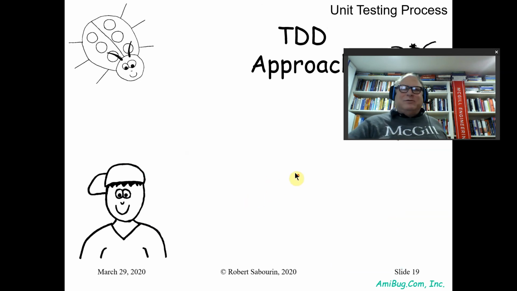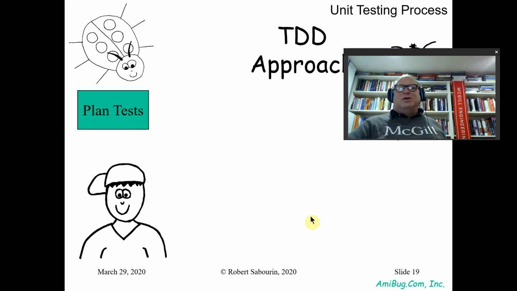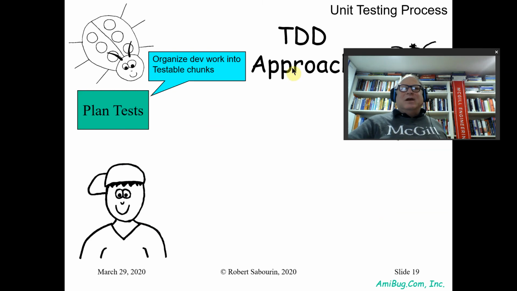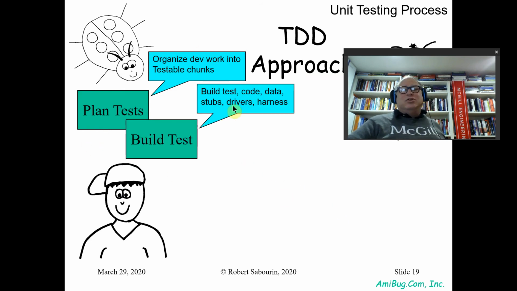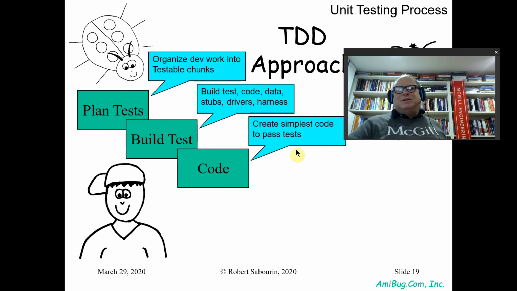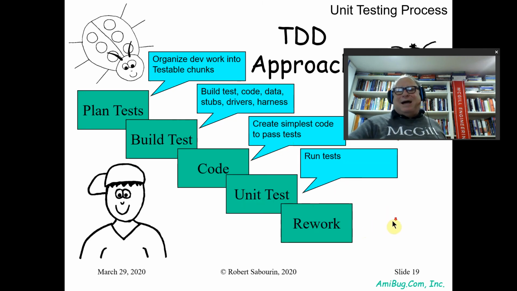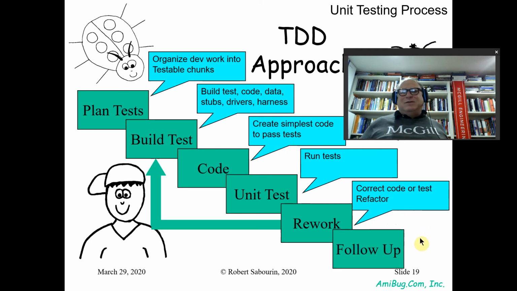Next approach is the test-driven one, where you start off, you plan the tests, so you know what the requirements are, you know what the goal is, you know what the reality is. You make a list of the test objectives, and you organize your development into testable chunks. So you're going to program it basically one test at a time. Build a test, which could include code, data, test harnesses, stubs, drivers, stuff like that. You code the simplest code to pass the test you just made, and you run the tests, make sure they pass, correct as you need, and continue until you have no more tests to build.